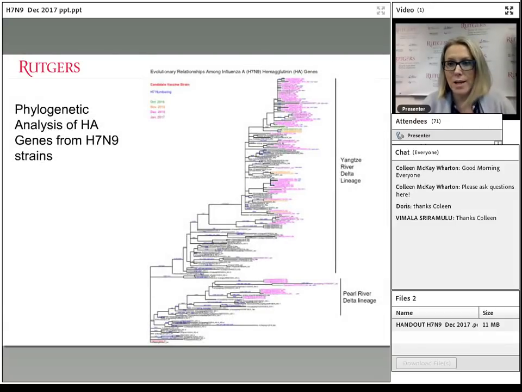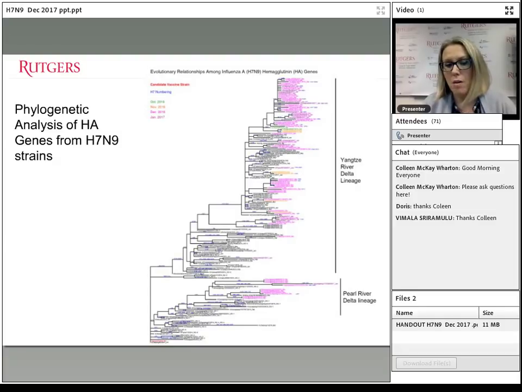So this slide is not easy to read at all, but I want to just point out that there are many different H7N9 viruses. So this is what's called a phylogenetic tree. It measures relationships of different viruses based on genetic sequence. And so this is looking at viruses isolated in the outbreak since 2016, and they're color-coded. And the candidate vaccine strain is in the lower left of the phylogenetic tree. You can see it in red all the way down at the bottom.